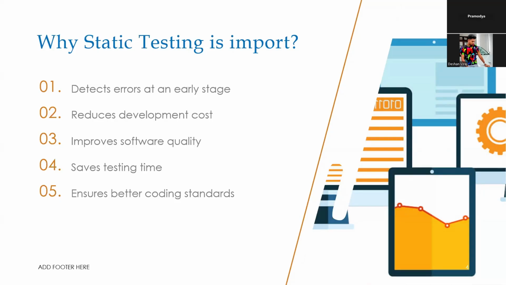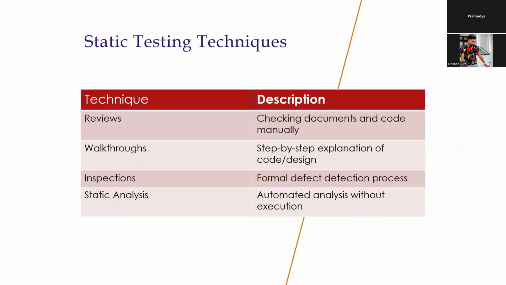Improve software quality means it helps developers create more reliable and higher quality software. Saves testing time means when early defects are removed, less time is needed for late testing. The last one, better coding standards, means static testing encourages developers to follow proper coding practices. So next one, thank you.